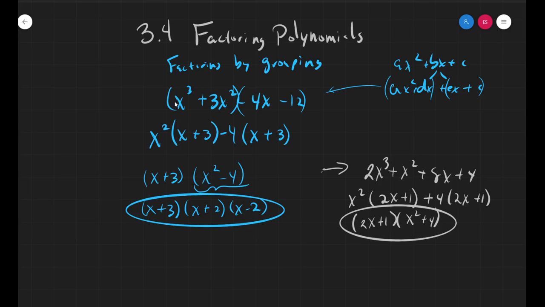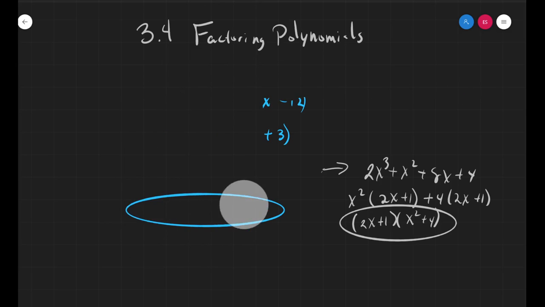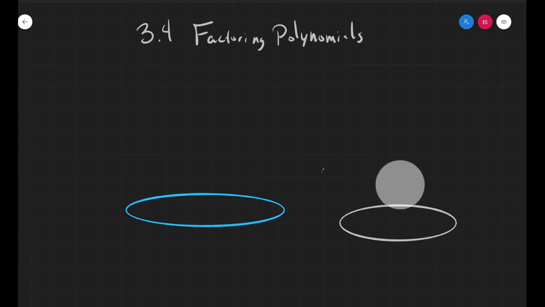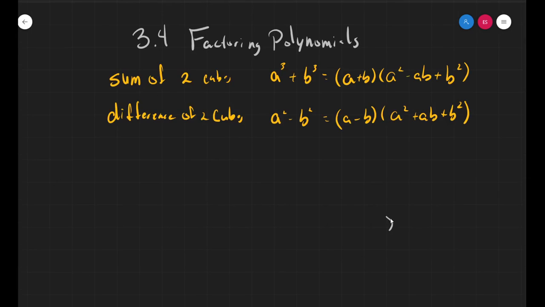Okay, so just like factoring by grouping is a thing, we can also have a special rule for perfect cubes. All right, and this is just going to be sort of a formula, a thing you'll want to remember, a thing you want to have handy, so that way you can refer to it. So these are the rules.